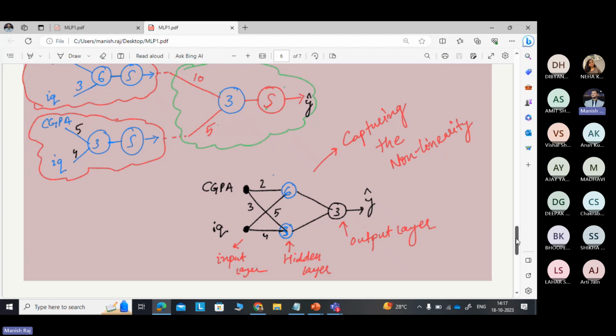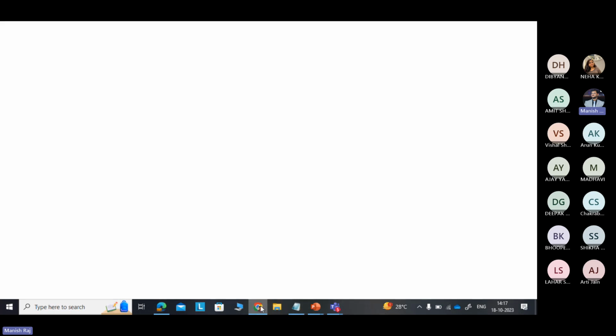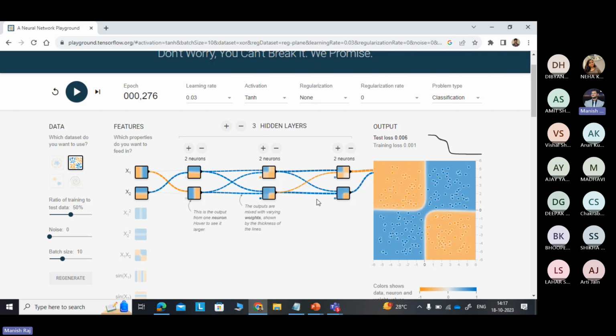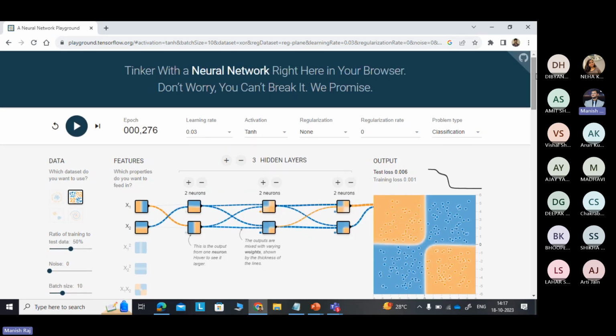With multiple perceptrons, a multiple layer perceptron, you can capture the non-linearity. Okay. For more understanding, I just want to show you something. So this is the TensorFlow playground. You can play with this. So I am taking different types of data.